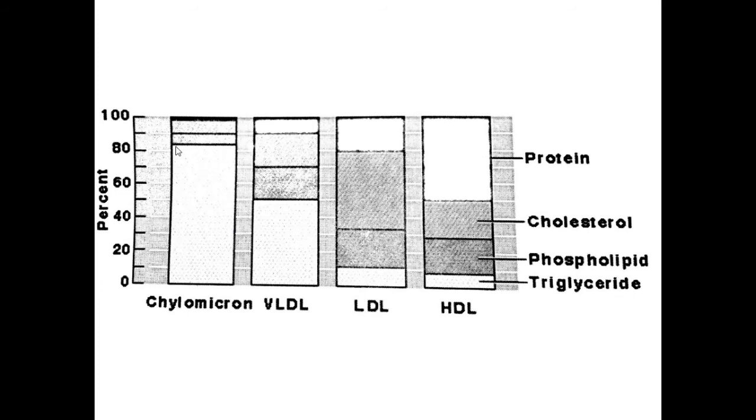So if we put this into a graph, this is how it looks. As you can see here, chylomicron is mostly triglyceride, and LDL is very high in cholesterol. Okay? So if your LDL is elevated, your blood cholesterol is high, and that is not good news. Okay? So our goal here is to have a normal LDL and normal to high HDL. Okay?